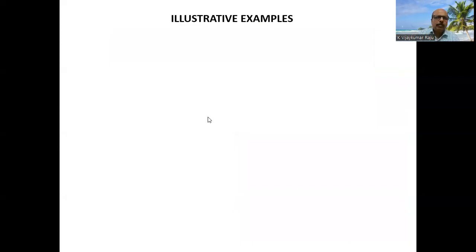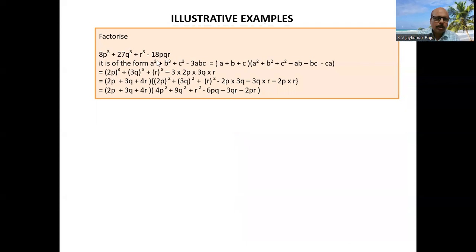Now, some other examples. a raised to 3 plus b raised to 3 plus c raised to 3 minus 3abc. So the identity is a plus b plus c, a square plus b square plus c square minus ab minus bc minus ca. So this first term is a cube of something. 8 is the cube of 2, so 2p whole cube. 27 is the cube of 3, so 3q whole cube. And r, there's only r, no number associated with it, so it is r cube minus 3abc.